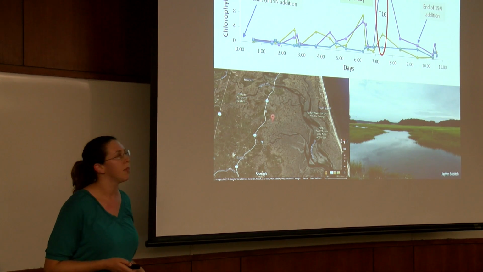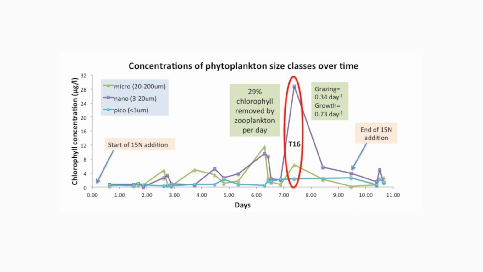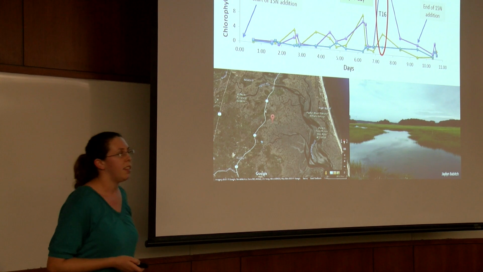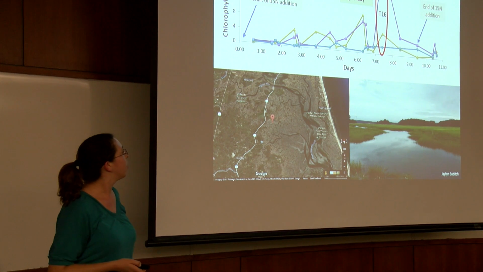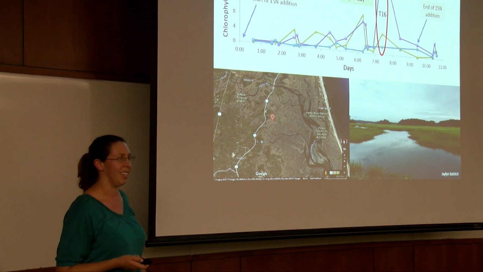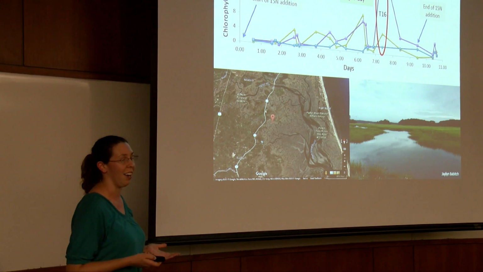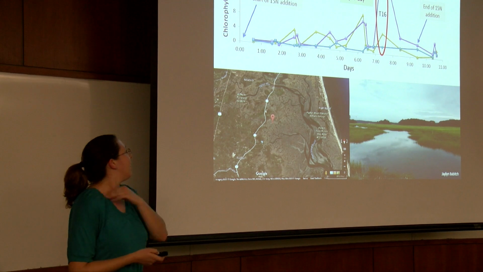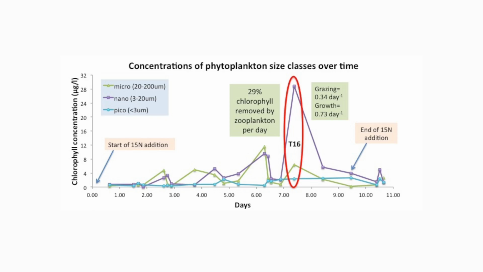Now, I found that the smallest phytoplankton, shown by the teal line in the graph, grew a little bit but didn't really do much. The medium-sized plankton, which are the purple line, and the big ones, which, keep in mind, big in this case means about the width of a human hair, they showed more peaks and troughs.